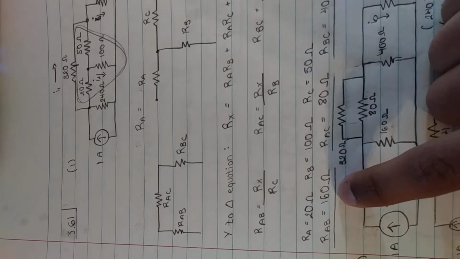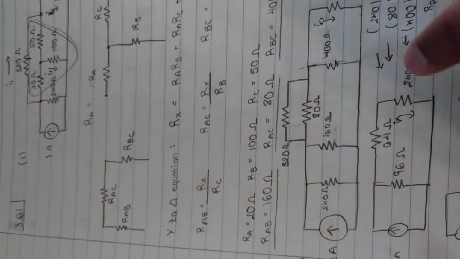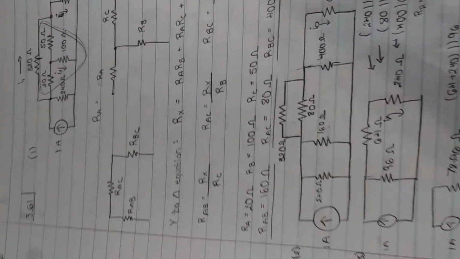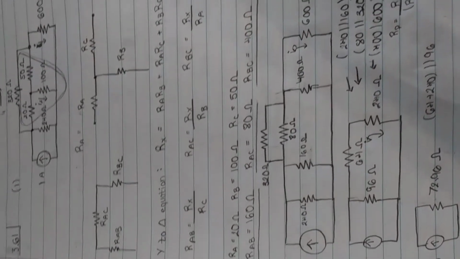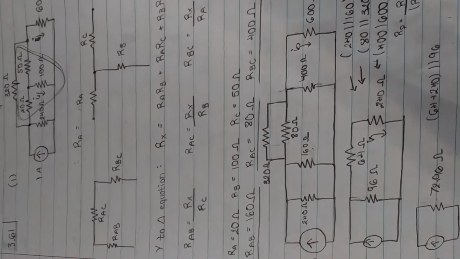So once you plug in those values, I did this on a calculator to make it a little neater for you guys, but you get RAB equals 160 ohms, RAC equals 80, and RBC equals 400 ohms. And so you redraw the circuit, and this is what it looks like right there. I called it figure 2, and then once you get that, you want to simplify it a little more, so you get the Thevenin resistance.